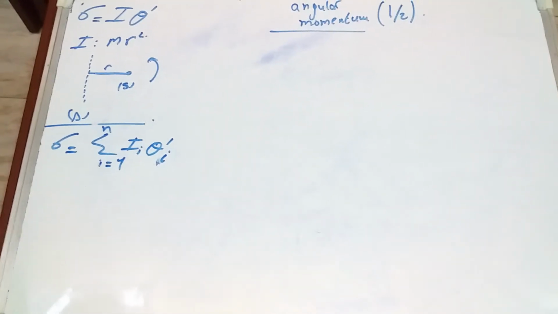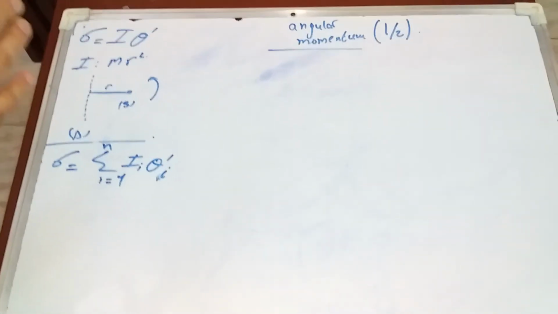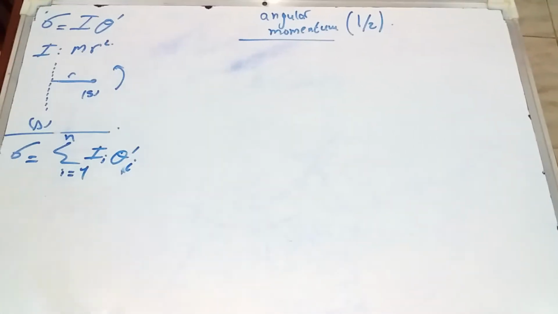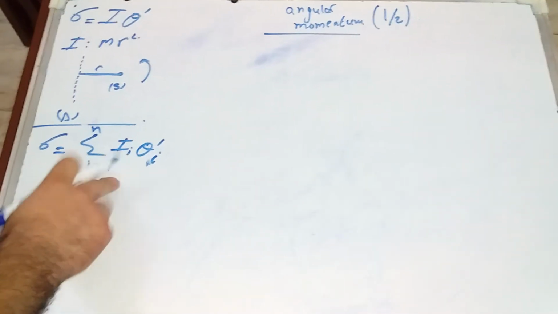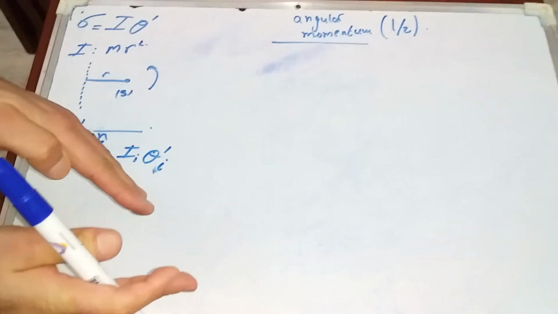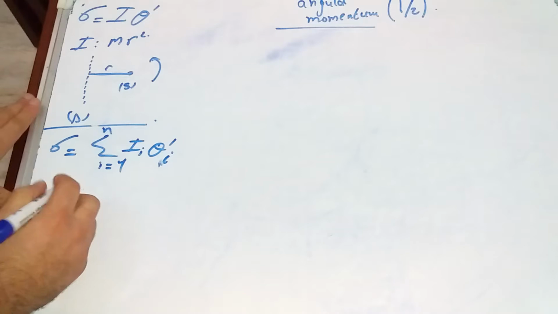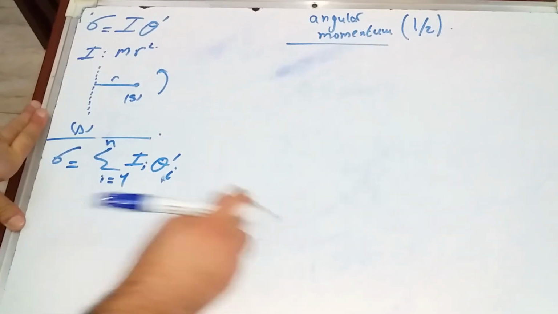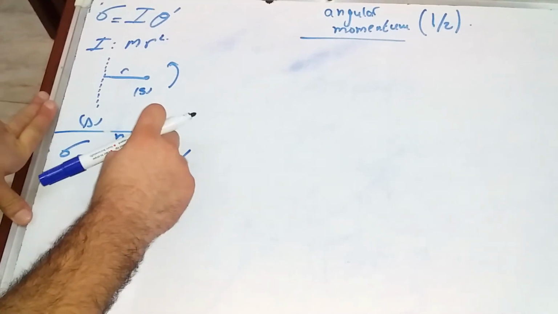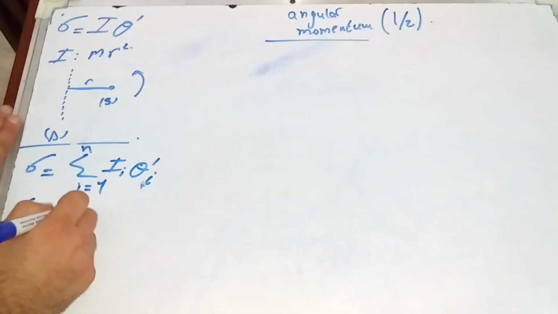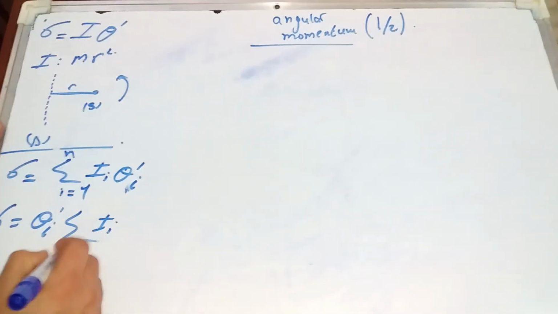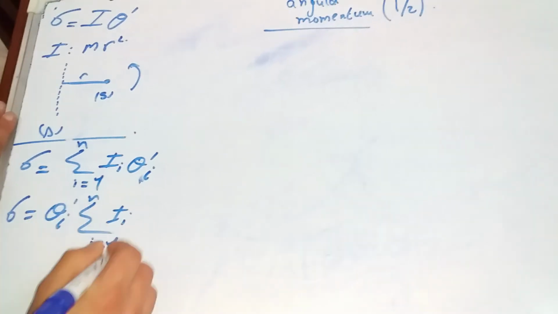But as you know, for a rigid object, all particles are heading in the same direction, so they have the same angular speed. So all particles are moving with the same angular speed. So then theta prime will be common for all particles, and we still have I. So we get that sigma is equal to theta prime times the sum of I, where I is going from 1 to n.